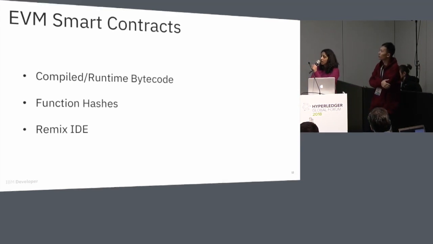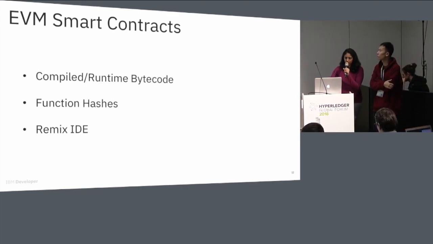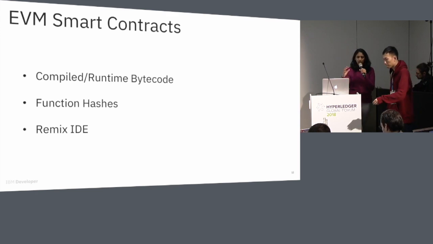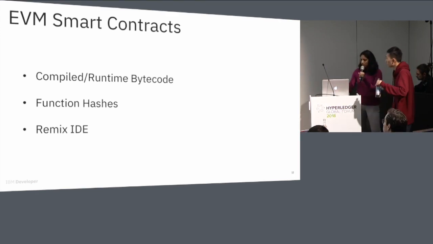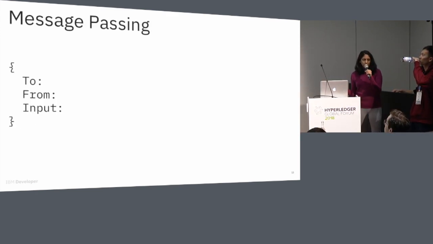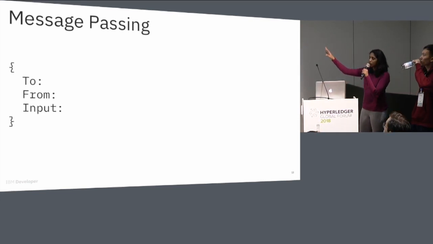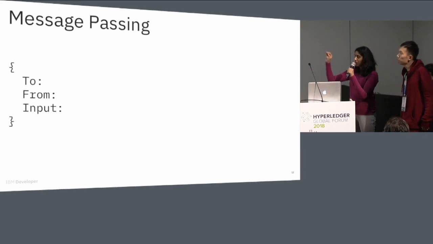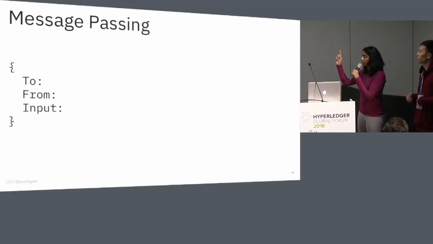Okay, so the other main thing is everything in the Ethereum virtual machine is a message. They've consolidated all the transactions and the way anything runs using message passing. So the format is to, from, input. Sometimes they might have other fields, but for what we are interested in, these are the three.